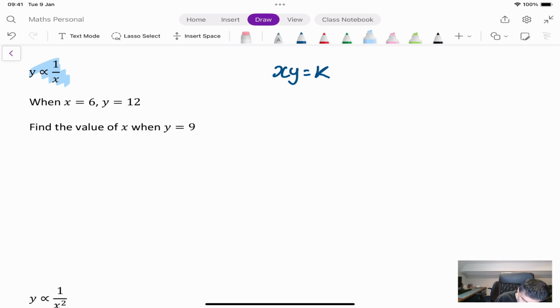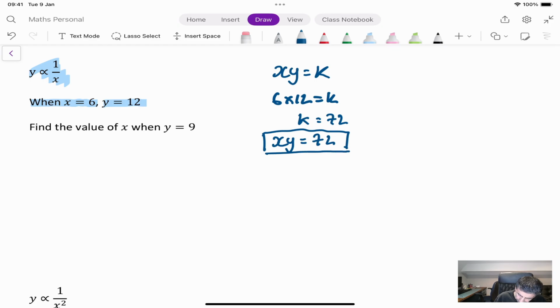Right, I'm going to use these values here to help me work out what k is. So if I substitute those in, x is 6 and y is 12, so I've got 6 times 12 is equal to k, and that tells me that k is going to be equal to 72. I now know that k is equal to 72, so I can rewrite this equation as xy is equal to 72. So that's going to be my equation for this question.